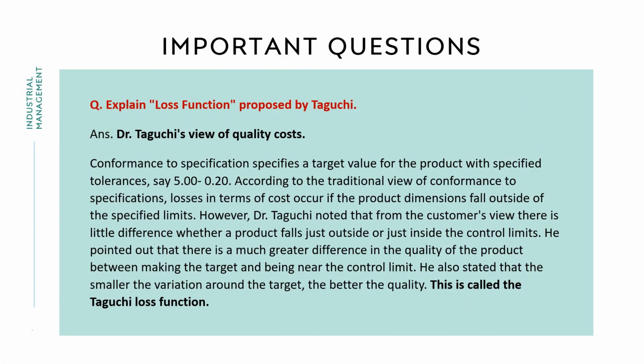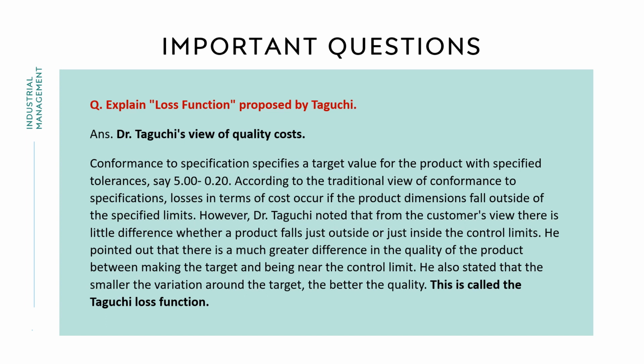Question: explain loss function proposed by Taguchi. Answer: Dr. Taguchi's view of quality costs. Conformance to specification specifies a target value for the product with specified tolerances, say 5.00 ± 0.20. According to the traditional view of conformance to specifications, losses in terms of cost occur if the product dimensions fall outside of the specified limits. However, Dr. Taguchi noted that from the customer's view there is little difference whether a product falls just outside or just inside the control limits.